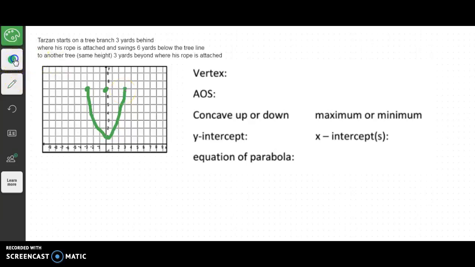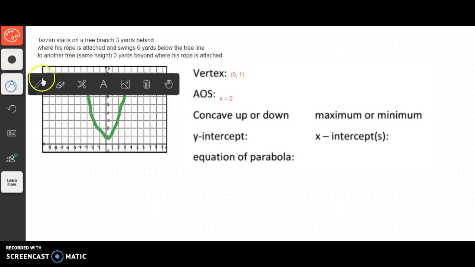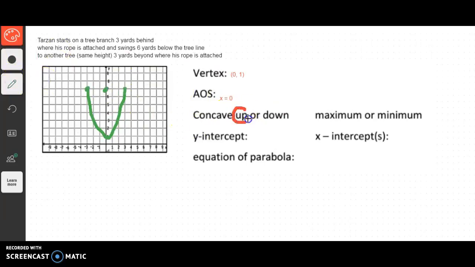Okay, so let's see if we can now answer some questions here. If I wanted to know the vertex, I made the vertex at (0, 1). Nowhere for x, and up at 1. You could have made it at 2, 3, 4, or 5, as long as it was higher so that he could swing 6 below. So the axis of symmetry is x equals 0. We are going to circle concave up, and we are going to circle minimum.